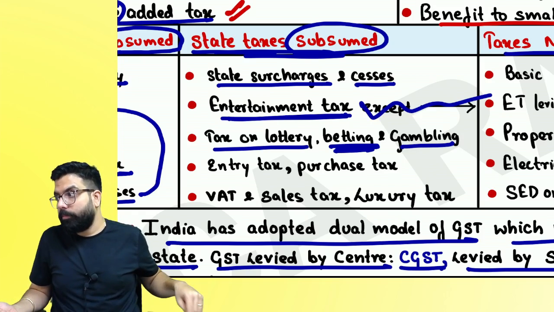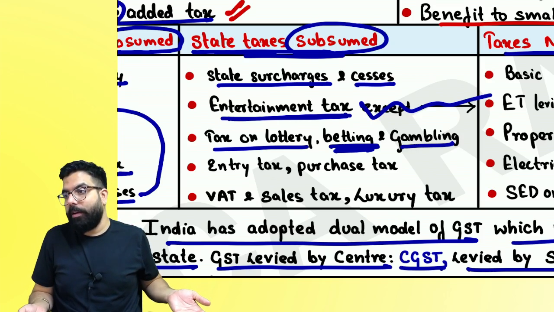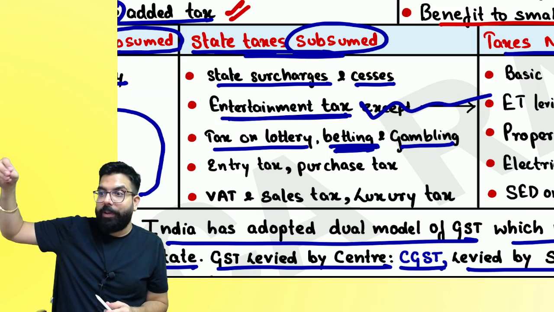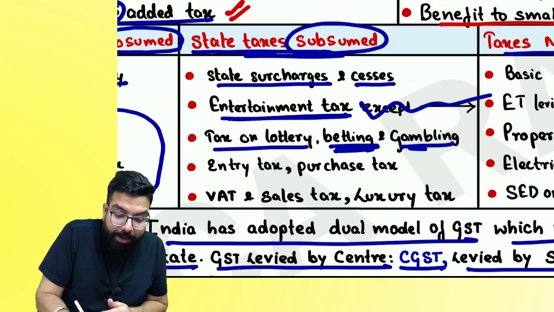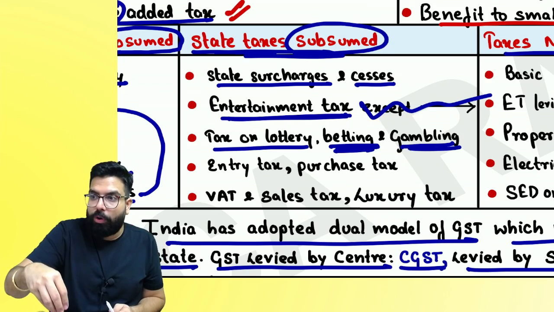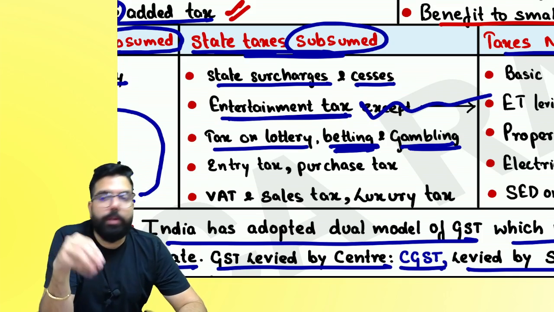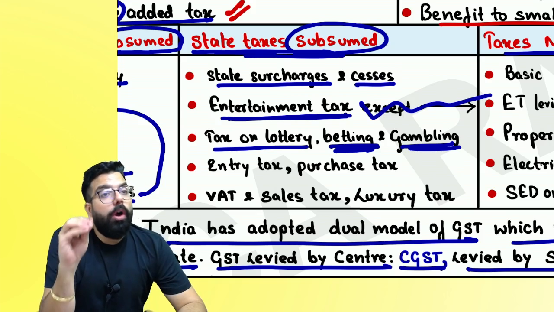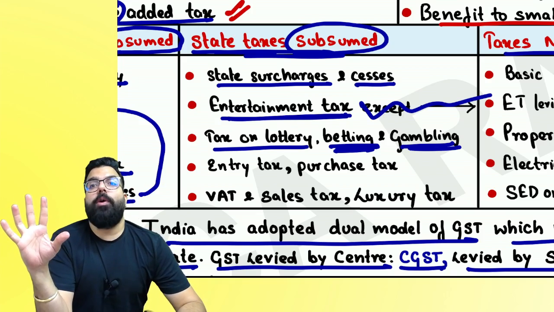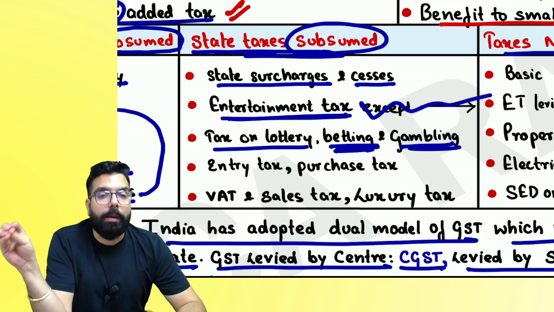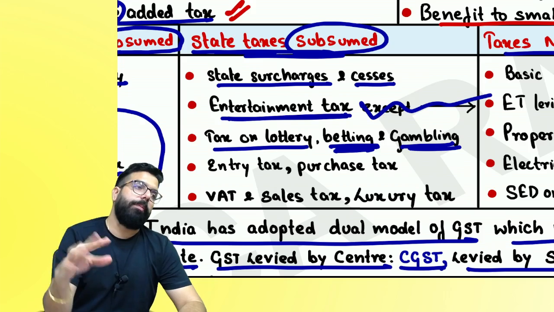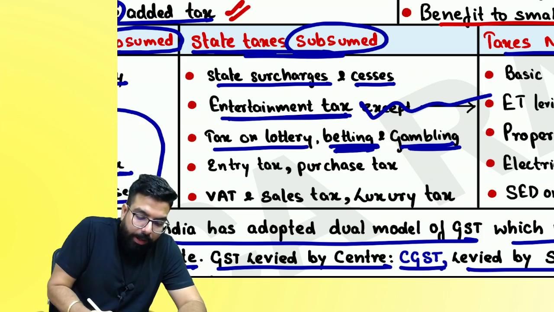Then betting. What is betting, everyone? All the betting which is there, like horse race. Hey, I'll put 500 rupees, correct or not? All those betting. Gambling, casino, you go. Now, casino is not there in Bangalore, but go ahead there. Lottery, betting, gambling: whatever taxes were there on all those were collected by whom? State government. Now gone.